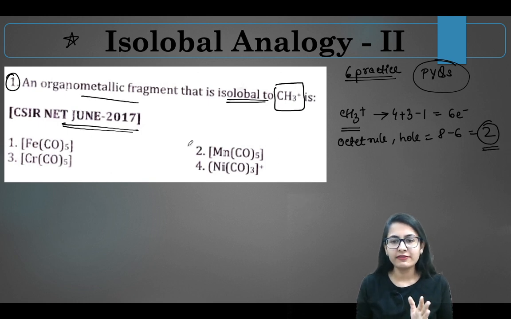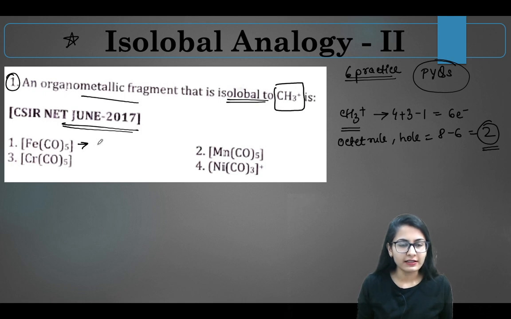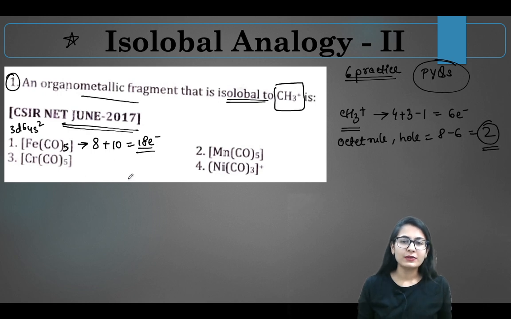Now we are going to find the holes for each option. For option number 1, we have iron. Iron has 8 valence electrons, that is 3d6 4s2. Then carbonyl donates 2 electrons to the complex. There are 5 carbonyl ligands, so 5 into 2 is 10. So the first fragment has 18 electrons, so it is completely fulfilled. The number of holes is going to be 0 because organometallic fragments follow the 18 electron rule.